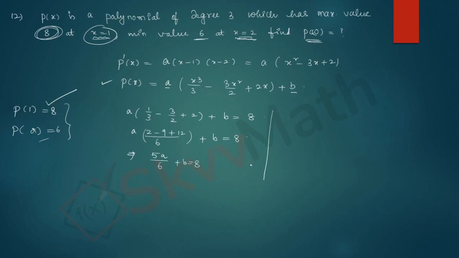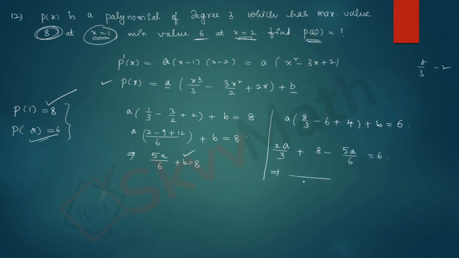Now similarly, if you use the condition p of 2 is equal to 6, what are you going to get? If you substitute x equals 2, a into 2 cube is 8 by 3 minus 2 square, 4 by 2 is 2, so 6, plus 2 into 2 is 4, plus b is equal to the value at 2, which is 6. So a into 8 by 3 minus 2 is 2a by 3, plus b. From this, what is the b value? 8 minus 5a by 6, which is equal to 6.